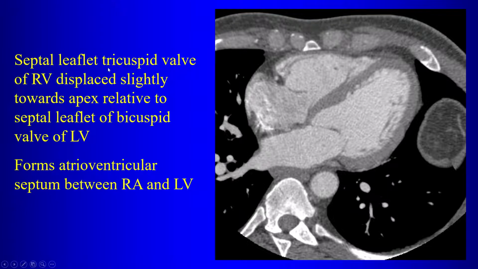Now, the septal leaflet of the tricuspid valve of the right ventricle is also displaced slightly towards the apex relative to the septal leaflet of the bicuspid valve for the left ventricle. So you can see that there's this little region right in here called the atrioventricular septum, and that region then separates the right atrium from the left ventricle. If this leaflet is displaced too far towards the apex, then we have a congenital heart disease called Ebstein's anomaly.